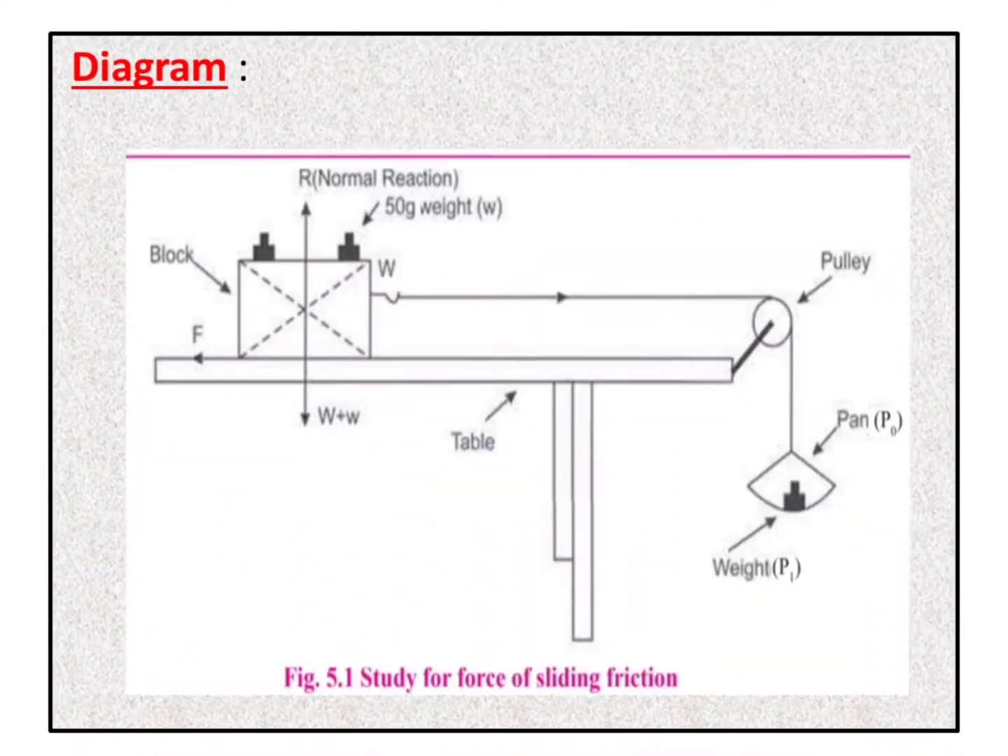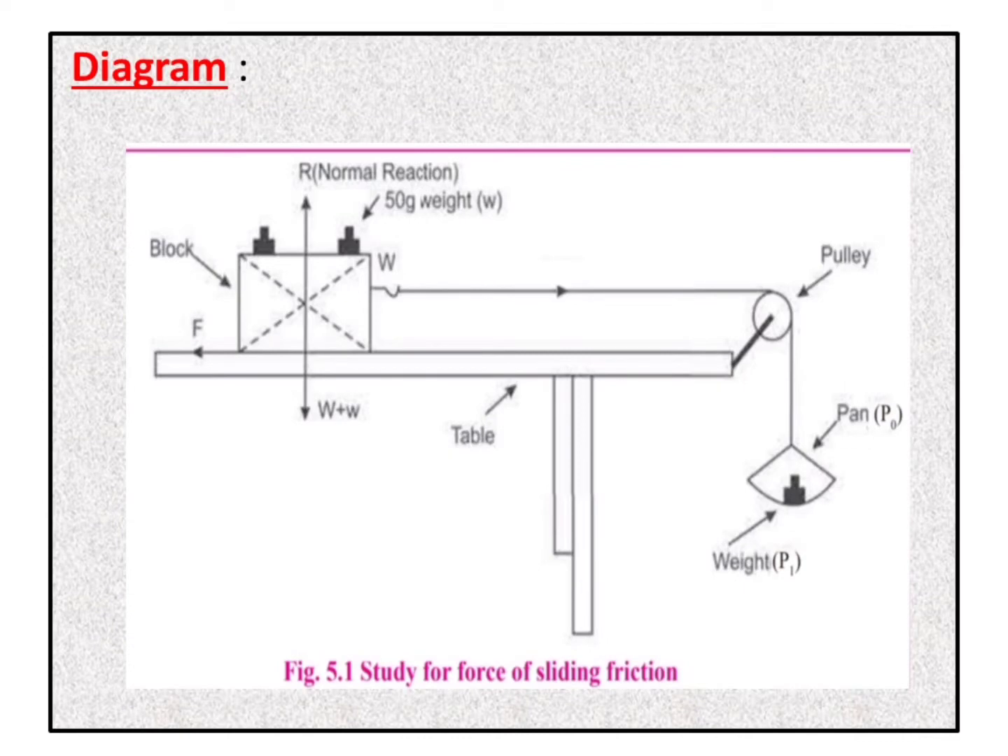Now observe the diagram. In this diagram, you can observe that you have a horizontal plane surface with a pulley and a block is kept on that horizontal surface. One string is attached to the hook of that block and the other end of that string is attached to the pan. Also, you can observe that the weight of the block acts in a downward direction and the normal reaction acts in an upward direction. If you want to increase the normal reaction, you can increase the weight on the block.